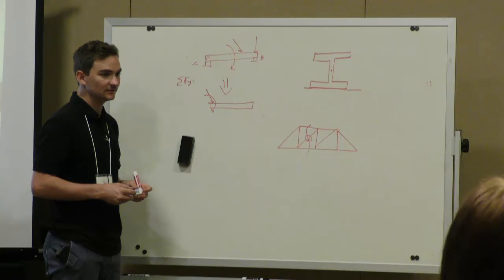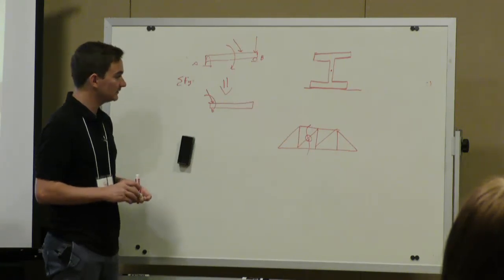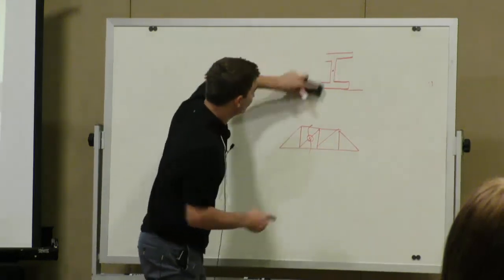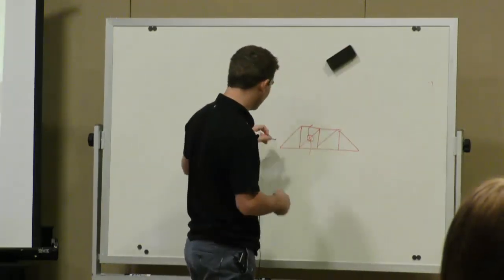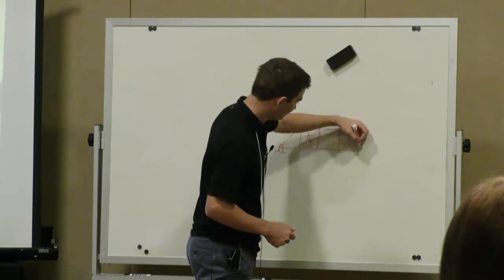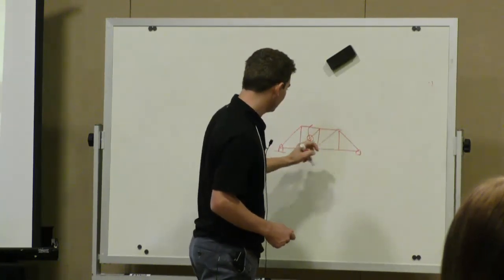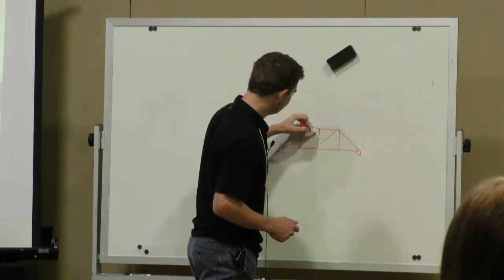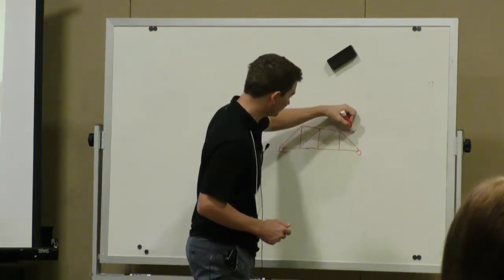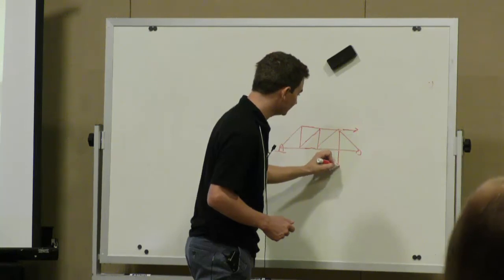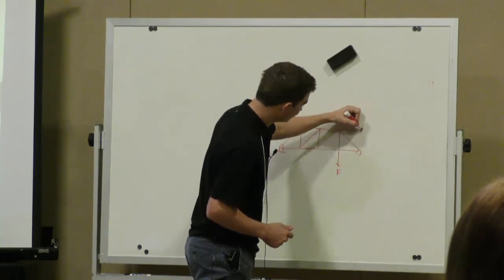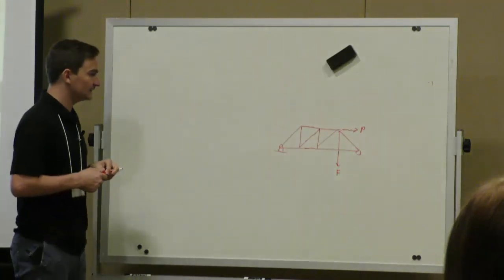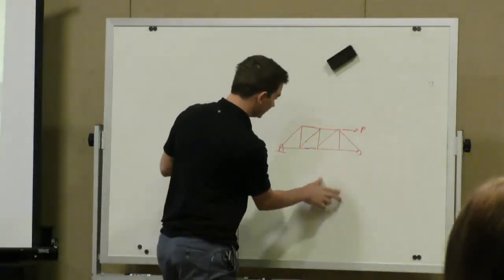Could you briefly explain zero force members? Yeah, we can go over that real quick. We'll use this example here. Say we have a pin and a roller. Say we have a force here. We have a force here. This is force F. This is force P.